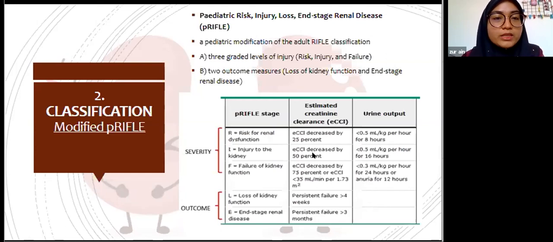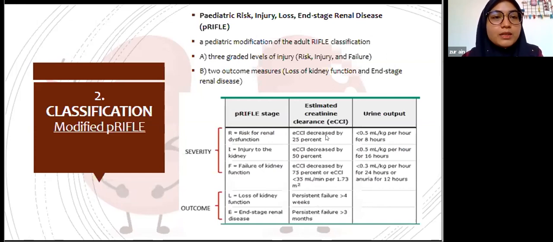Okay, and then two outcome measures, which are L and E. L is for loss of kidney function and E is for end-stage renal disease, which is differentiated by the duration of the failure itself, which is more than 4 weeks or more than 3 months.